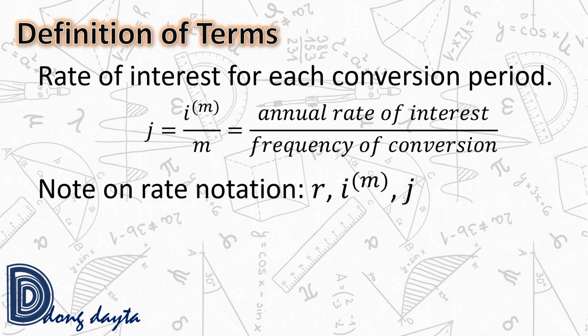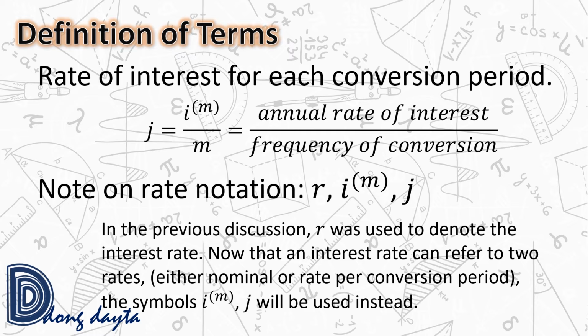Here are some notes on rate notation: R, I superscript m, and J. In the previous discussion, R was used to denote the interest rate. Now that an interest rate can refer to two rates, either nominal or rate per conversion period, the symbols I superscript m and J will be used instead.